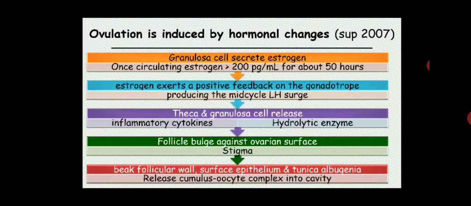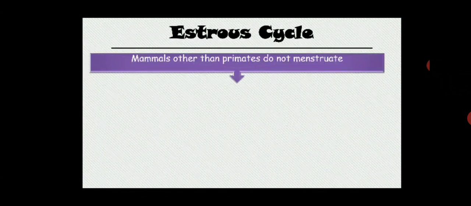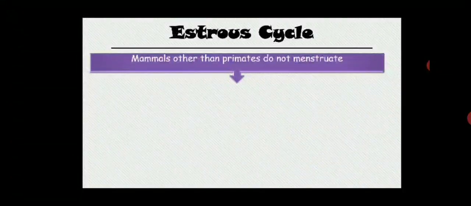Now one more cycle you need to understand, that is the estrous cycle. Now what is the estrous cycle? See, mammals other than the primates do not menstruate. In primates, in humans, cyclical changes take place inside the female ovary, and menstruation happens every month. So mammals other than the primates do not menstruate every month. Their cycle is known as the estrous cycle.